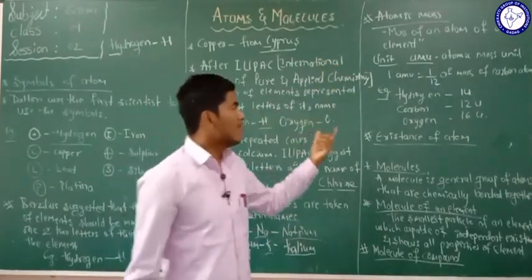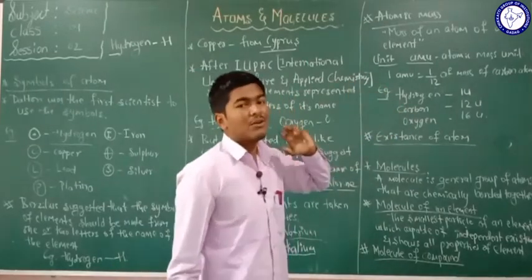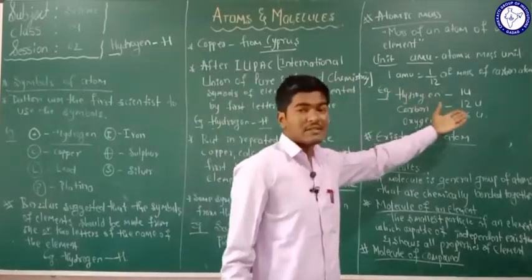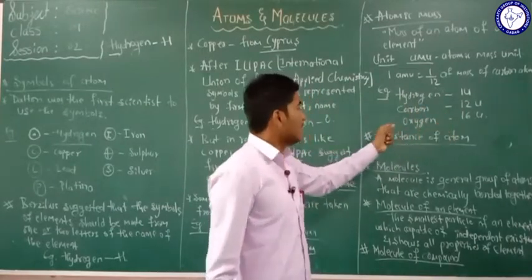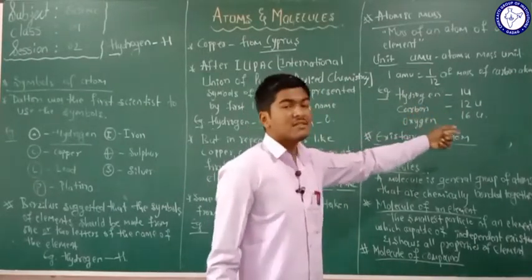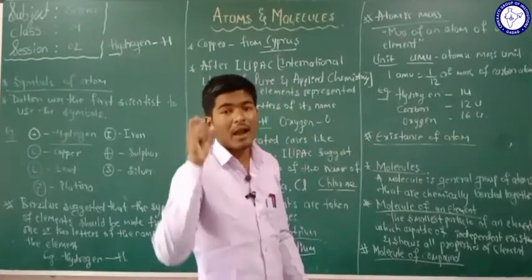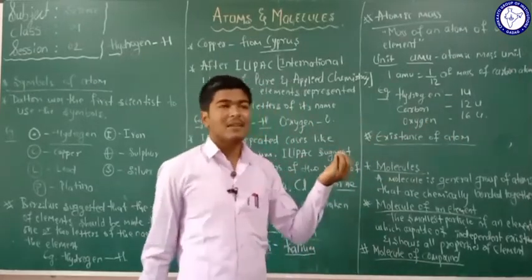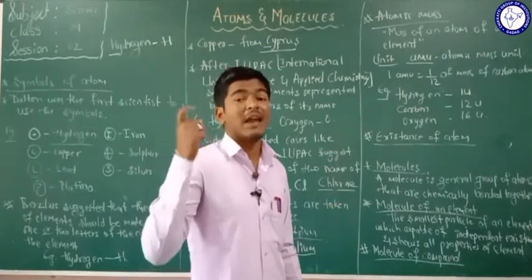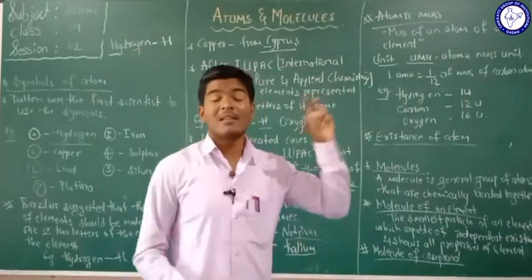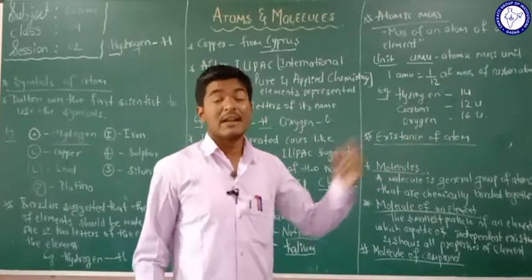Or for example, the mass of the hydrogen atom is 1 unit, and the mass of the carbon atom is 12 units. The mass of the oxygen atom is 16 units. You have to remember some of these atomic masses, because they are helpful for calculating the molar mass and molecular mass in future classes.